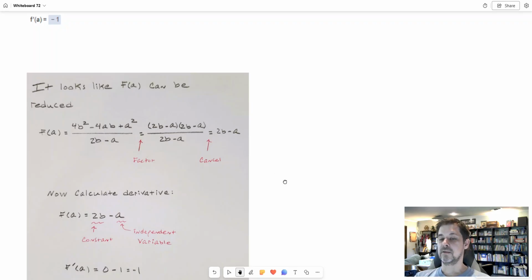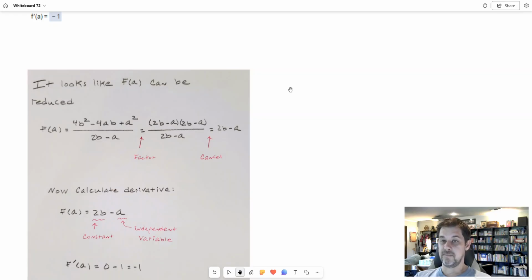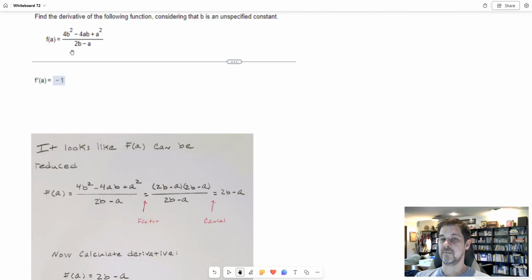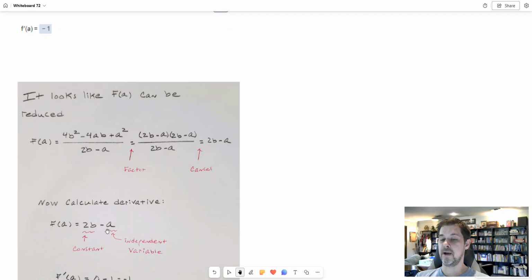All right, so let's just think of it like this. F of a, that original function where a is the variable, is 2b minus a. That's all it turns out to be. So I would encourage you to reduce anything that seems complicated. I'm not guaranteeing that everything you see that is complicated is reducible, but sometimes they are. And wouldn't it be nice to take whatever function you have and make it simpler? It would be easier to do whatever you're trying to do with it if you can simplify it.